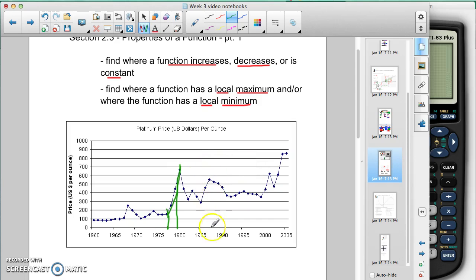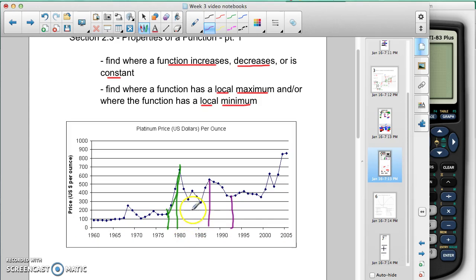So we can look at a decreasing value, for example, from this point here down to this value right here, which is an interval between maybe 87 to 1993. So from 87 to 93 we have a decreasing part of the graph. Our intervals are along the independent variable, our independent variable being years here.